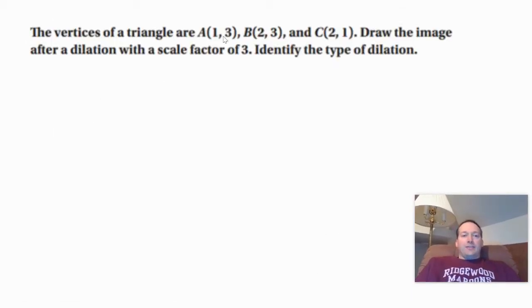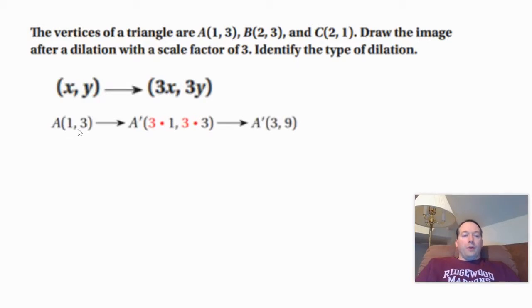So now let's look at some examples. The vertices of a triangle are point A (1, 3), B (2, 3), and C (2, 1). Draw the image after dilation with a scale factor of 3. Okay, so it tells us the scale factor, which in this case is the variable k. So (x, y) has to equal (kx, ky). Since the scale factor is 3, I just multiply each x coordinate by 3 and each y coordinate by 3.